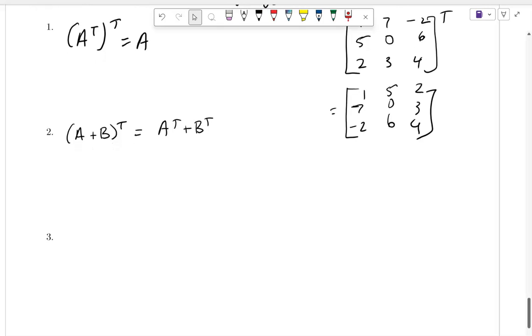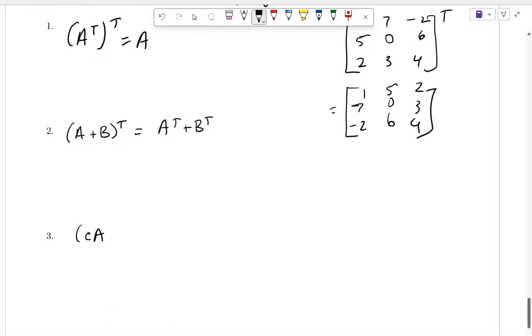Third one might be even easier. If I take a constant and multiply it by a matrix, well, that constant gets multiplied by everything, right? That constant goes to every single entry, doesn't it? Does it matter if you do that first and then take the transpose, or flip it around and then multiply it? No, it still gets multiplied by everything, right? So this is the same thing as the constant times A transpose.